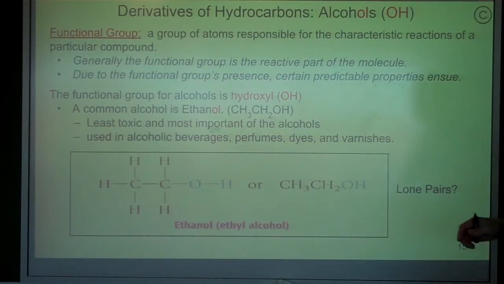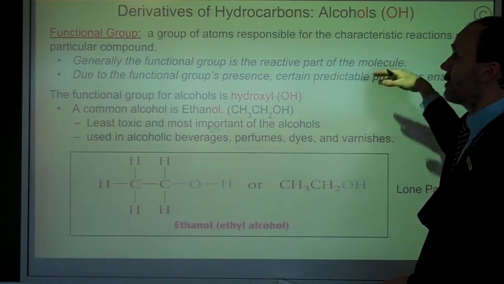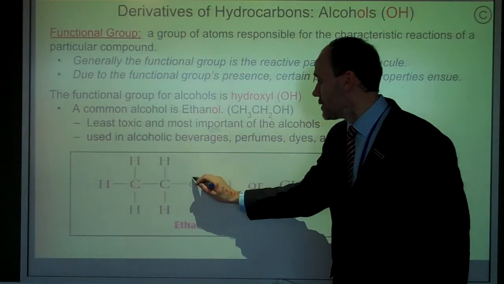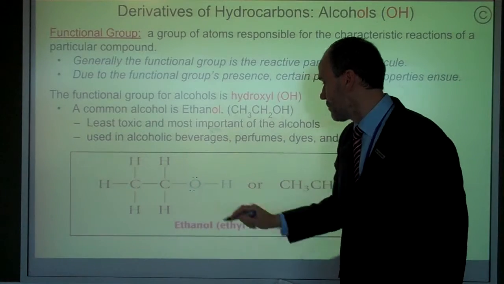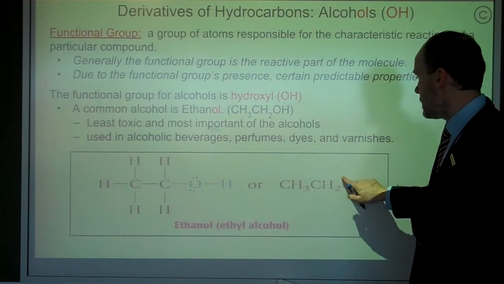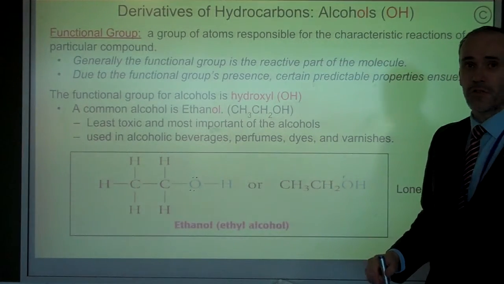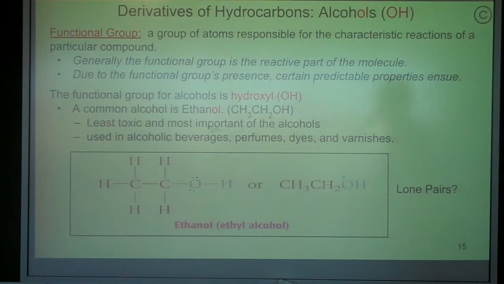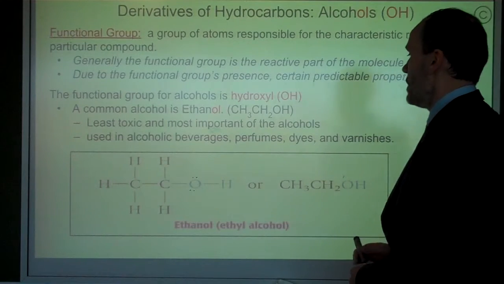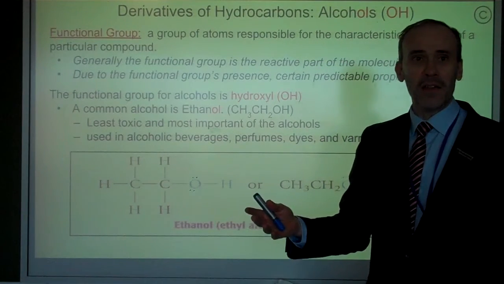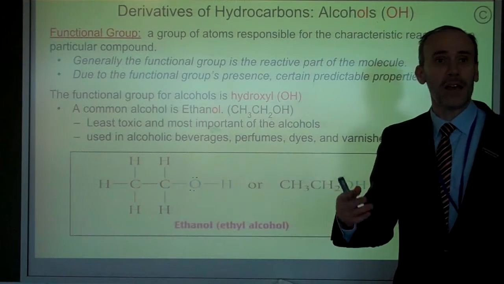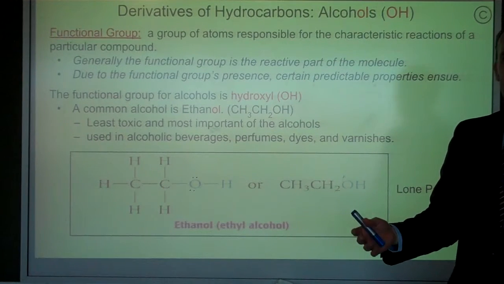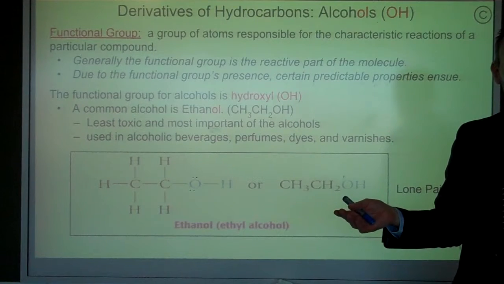The functional group is a group of atoms responsible for the reaction of a particular compound, and in the case of alcohols, and look at this, bad diagram, you don't put your lone pairs on your structural formula, but you do put them on the structural diagram. Methane, ethane is a hydrocarbon alkane. Methanol, ethanol is a hydrocarbon alcohol. Do you understand the difference?